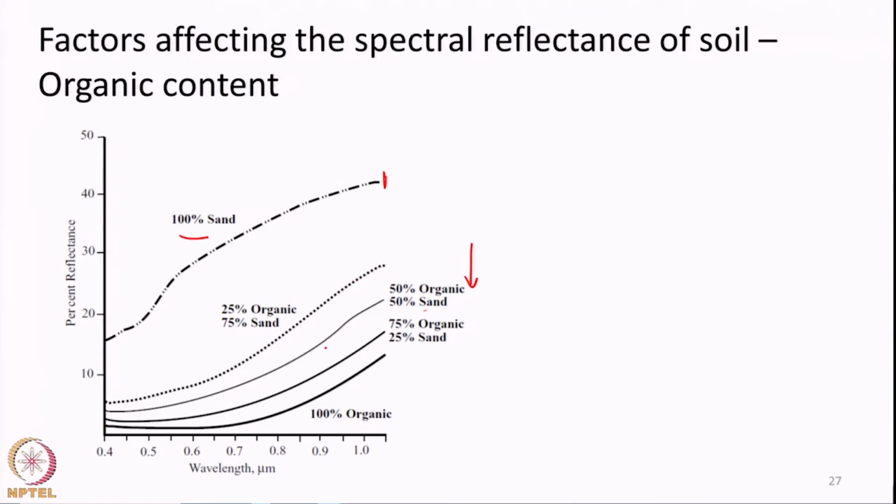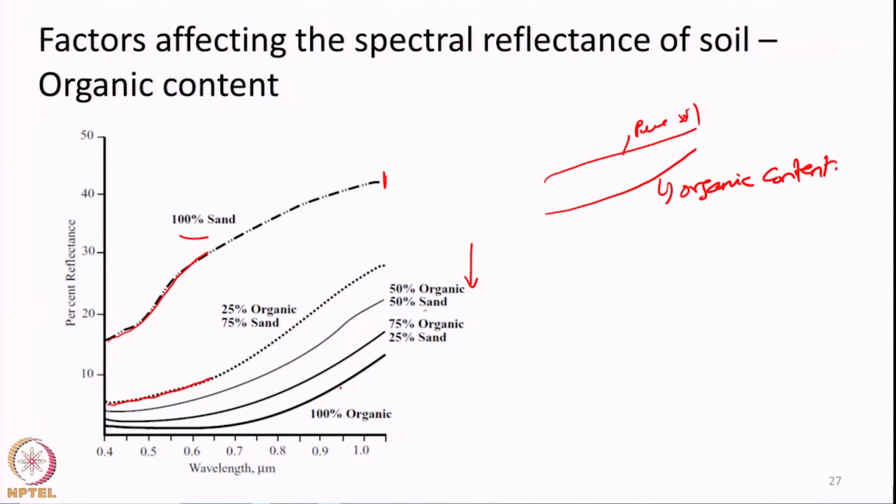We have seen that the curve for pure sand will look something like this, kind of increasing like this. But as the organic content increases, the reflectance in the visible portion dramatically decreases and the curve becomes almost inverted. Instead of being something like this, the curve becomes something like this. So the curve has a different shape. This is for pure soil, this is for soil mixed with organic content. Here you can see the curve has become tilted in a different direction.